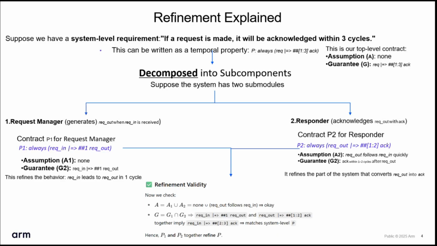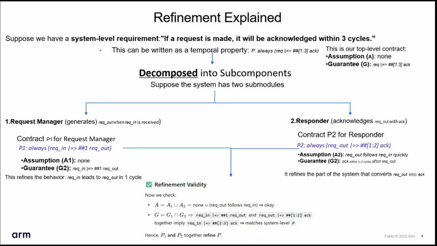So now on the similar side, if we have a responder, we say that whenever there is a request out, it should have a grant generated within 1 to 2 clock cycles. So these component level behaviors for requester and manager basically refine the behavior of the system level. And how do we justify it?